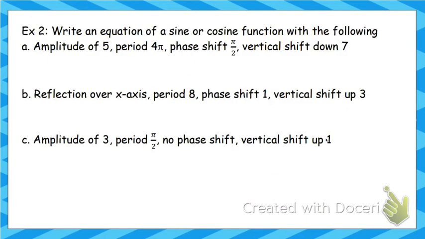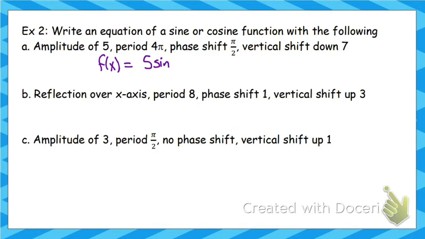All right, so now we're going to do the same thing, just opposite. We're going to write an equation that has these features. So it says sine or cosine. It does not matter which one you do. It says it has an amplitude of 5. So 5 goes out in front. I'll write this one as sine. The period is 4 pi.